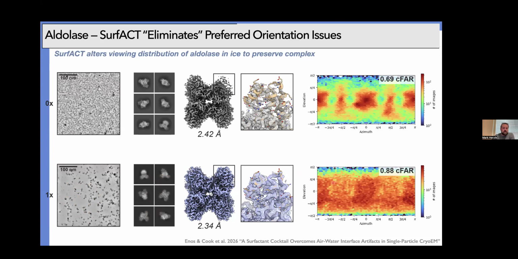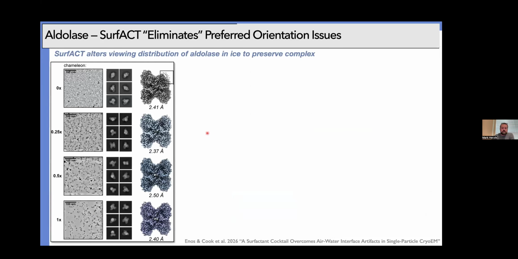Now, what we also notice is that this is titratable. And so when we move from 0x through 0.25, 0.5, or 1x of our formulated working concentration, we can see that the resolution ranges a little bit from 2.4 to 2.5, but more or less the integrity of this broken protomer changes as a result of the working concentration. So the higher the concentration you use, the more of this intact protomer you recover.